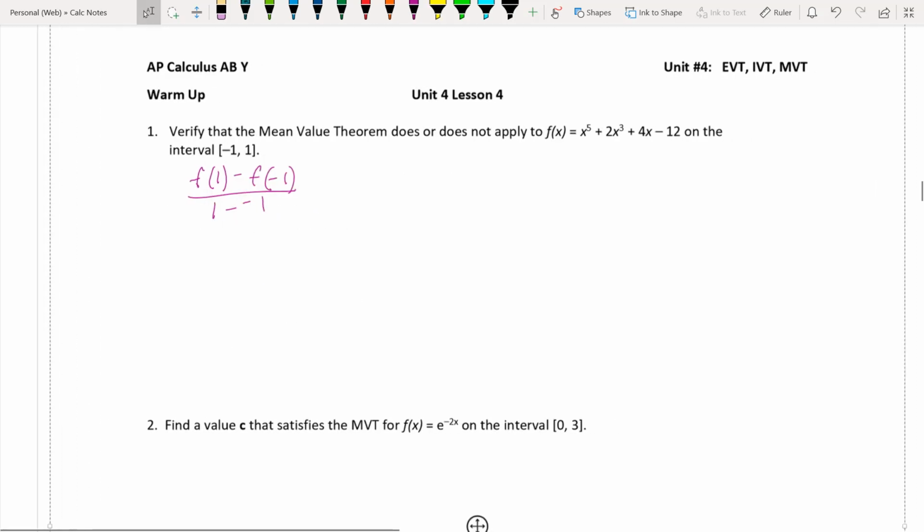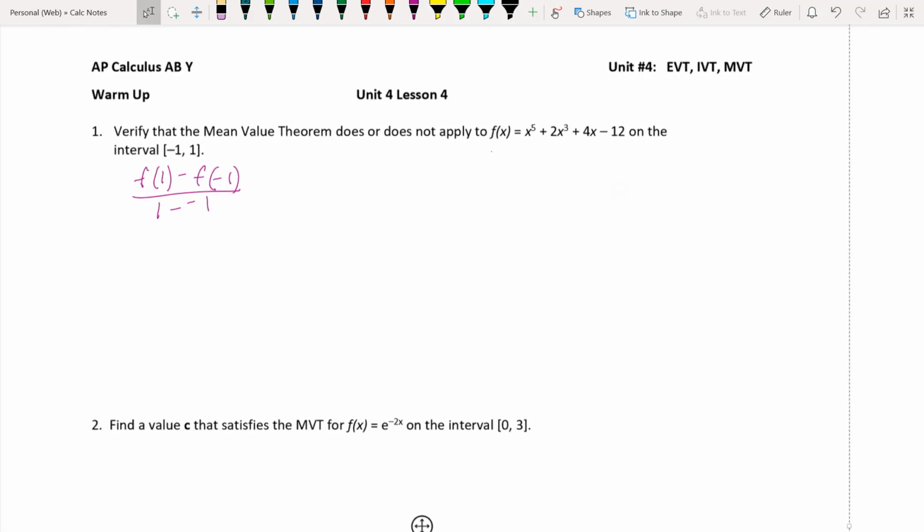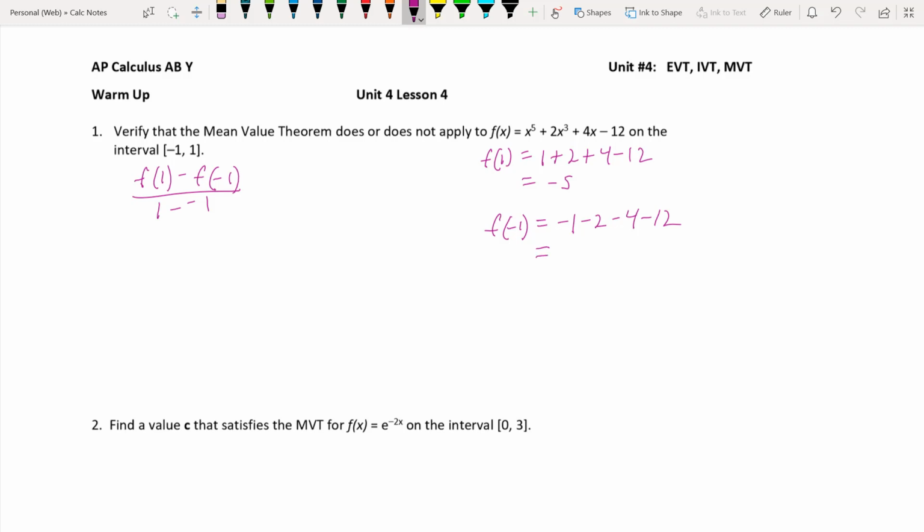So f of 1, if I plug 1 into the function up here, I get f of 1 equals 1 plus 2 plus 4 minus 12. So f of 1 is going to equal 3, 7, 7 minus 5, 7 minus 12 is -5. f of -1, if I plug that into the function, that's going to be -1 minus 2 minus 4 minus 12. So that gives me -3, take away 4 is -7. I think that's -19, at least I hope it is. All right, so I need to plug these guys in.